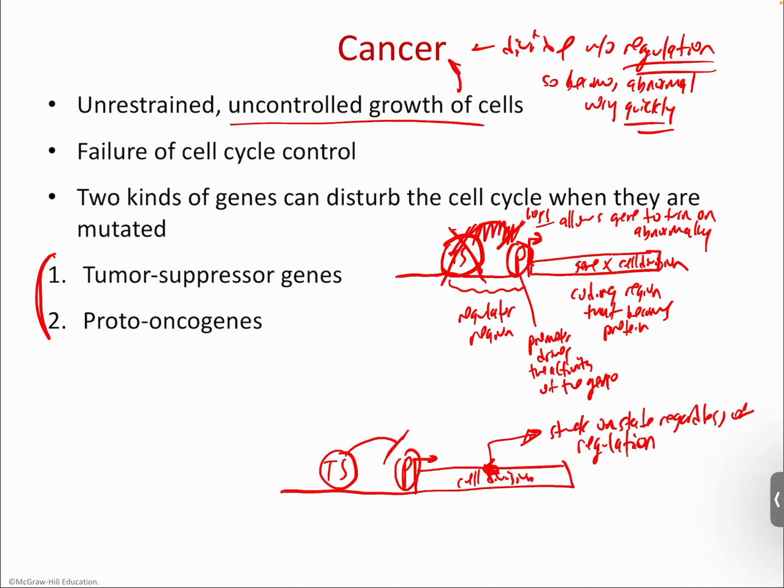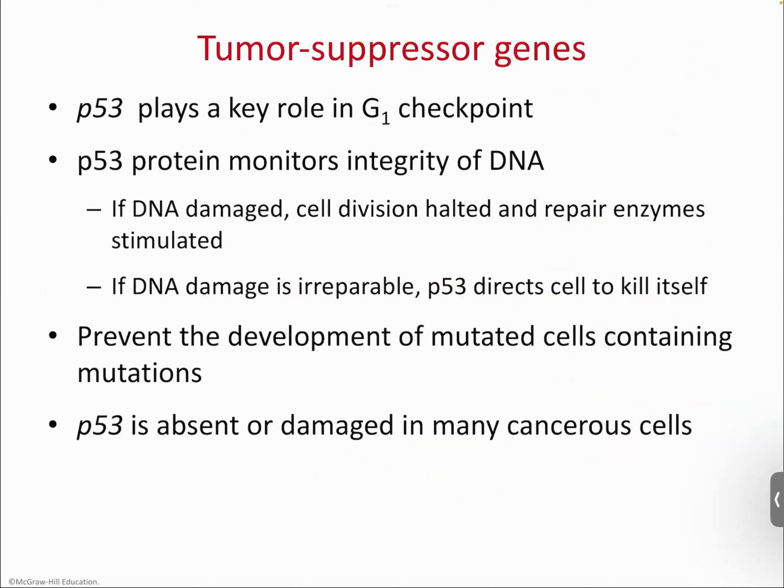The tumor suppressor situation is a situation where I don't have any regulation anymore because I killed the adult in the room, right? So now I can just do whatever I want. So that's the way these two genes work.